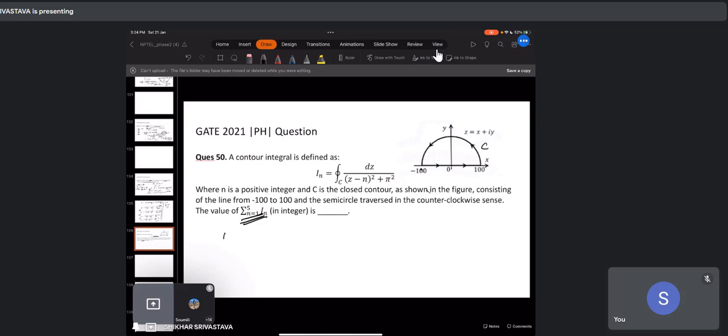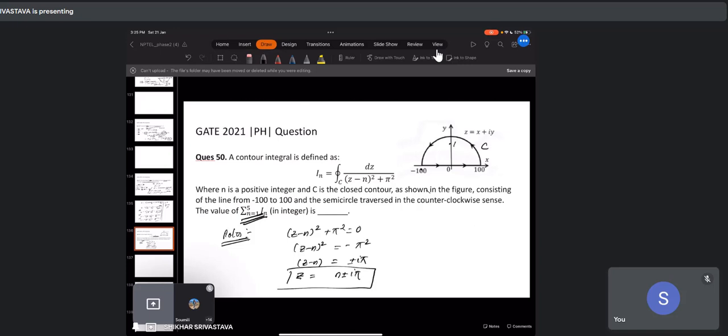So first of all, you have to find the poles. In this kind of question, the first step is to find the poles. So for this question, your poles will be z minus n is equal to plus minus iota pi. So z is equal to n plus minus iota pi. So these are the poles. Now find what are the poles which lie within this closed curve.